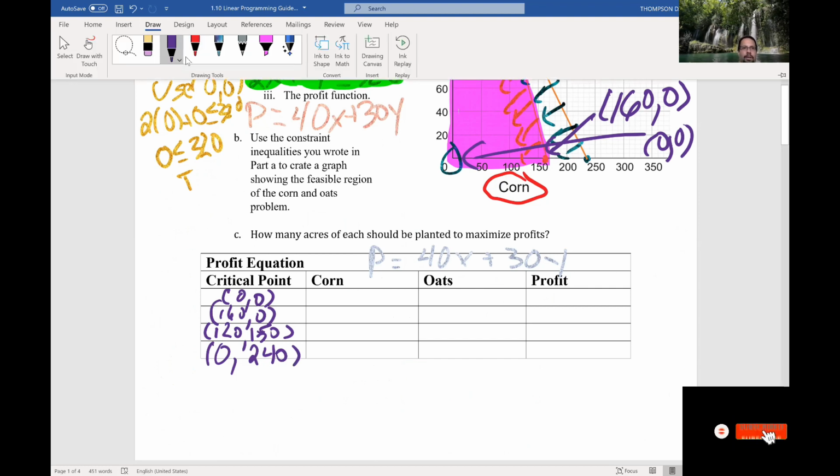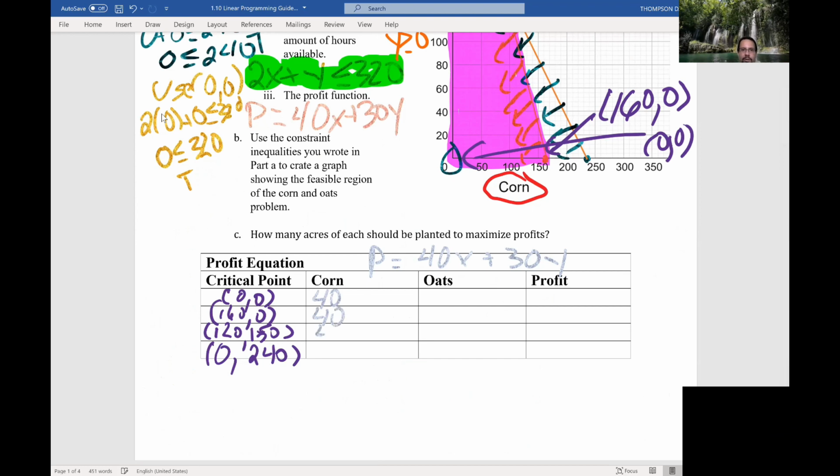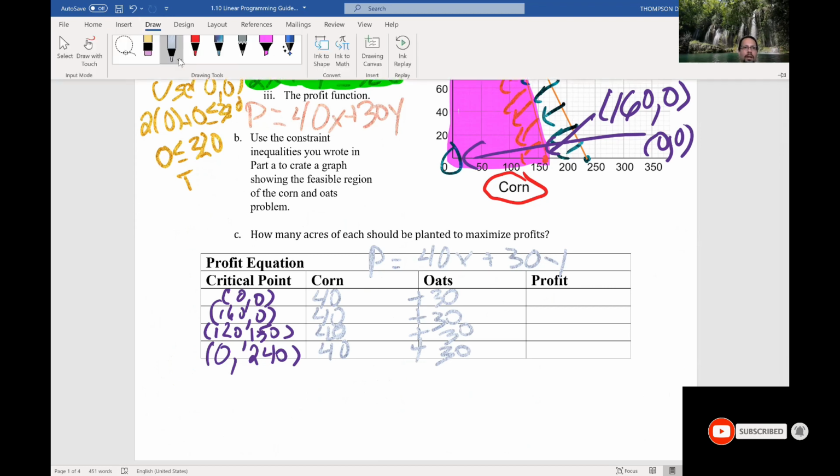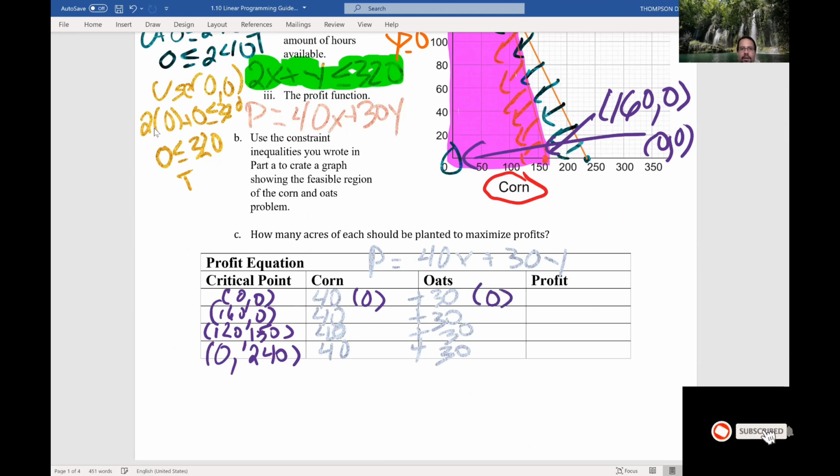Now we're just going to finish setting it up. So we have 40 for the corn. We'll put that all the way down. Plus, then we have 30. We plug in (0, 0). So 40 times 0 is 0, and 30 times 0 is 0, and 0 plus 0 is 0. So if we don't plant any corn or oats, we get $0, which is what we were expecting.